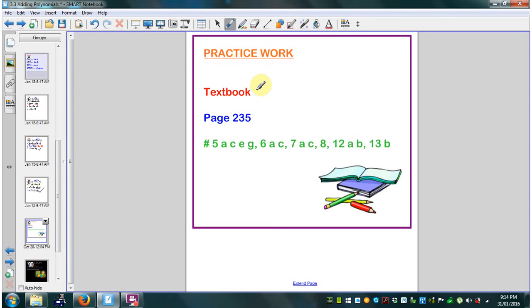Alright, so this is the practice work you have to do today. Textbook page 235. Make sure you write these down because there's a lot of letters here. I never made you do all of them. The longest problem is going to be number 8, but that's the best one to practice. Okay, so try to get all those done. Good luck, and if you have any questions, please let me know.